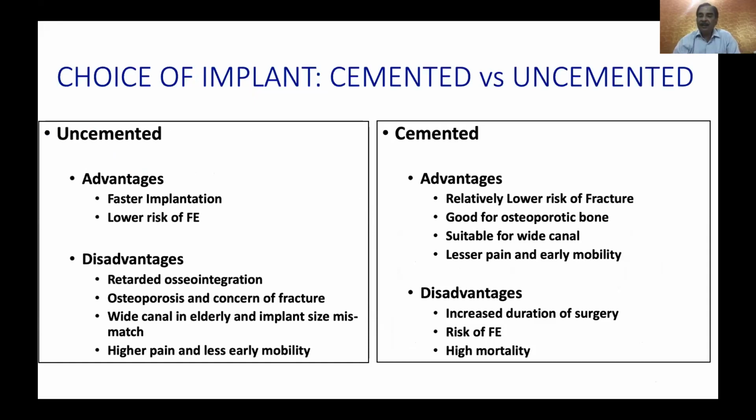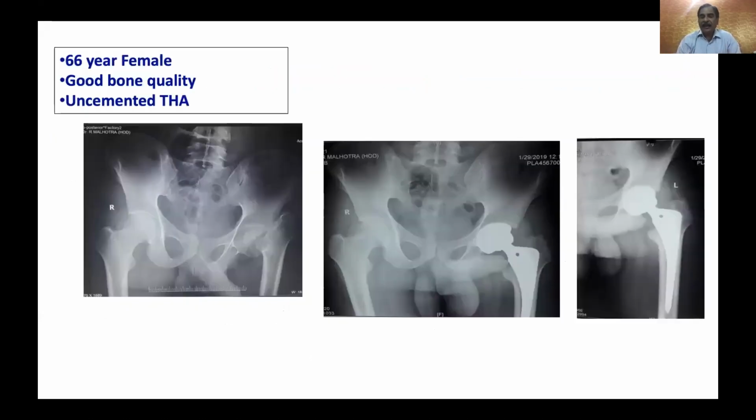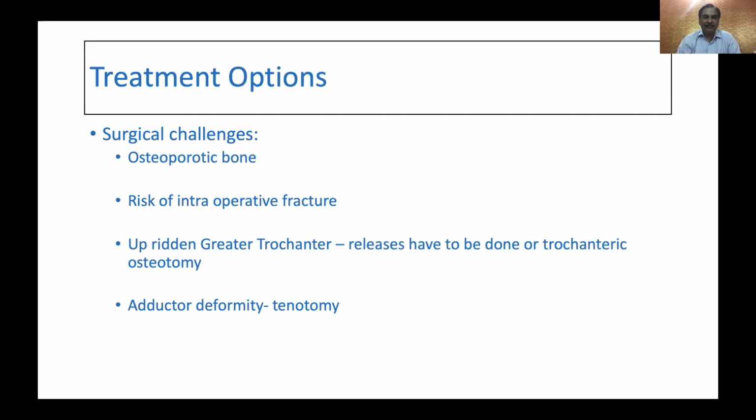The cemented one has the advantage of a relatively lower risk of fracture. It's good for osteoporotic bone, suitable for a wide canal, with lesser pain and immediate, early mobility. But then there's increased duration of surgery, increased risk of thromboembolism, higher mortality, and also theoretically a higher risk of infection. So this was a 66-year-old female with good bone quality. It was reasonable, even if the neck was resorbed, to do a cementless total hip arthroplasty.